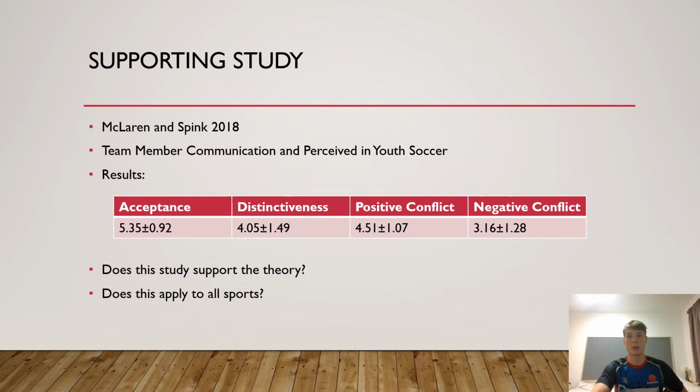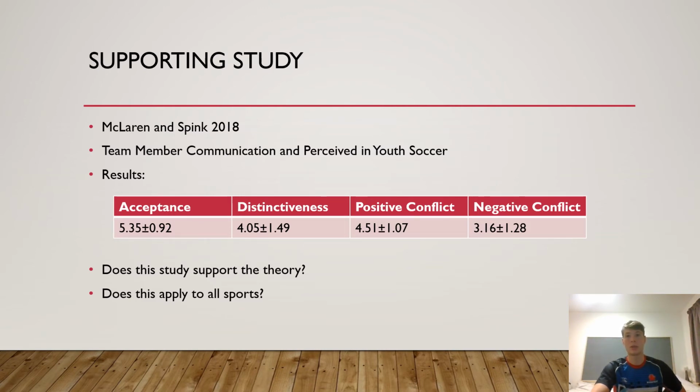The questionnaire was based on 4 aspects of communication previously discussed by Kyan and Jack. These are acceptance, distinctiveness, positive conflict, and negative conflict. A 7-point Likert scale was used to assess the participants' perceptions of their 4 key aspects.